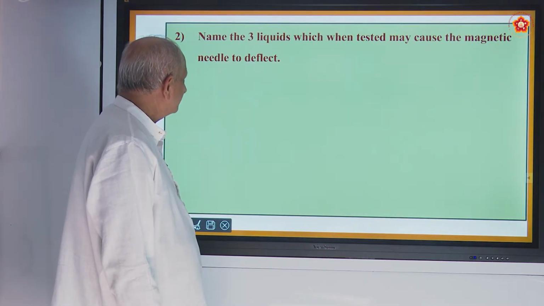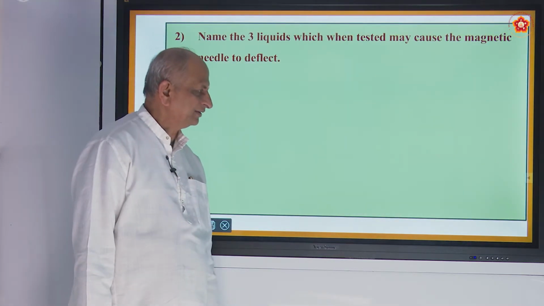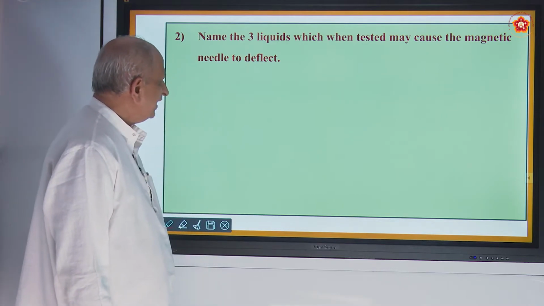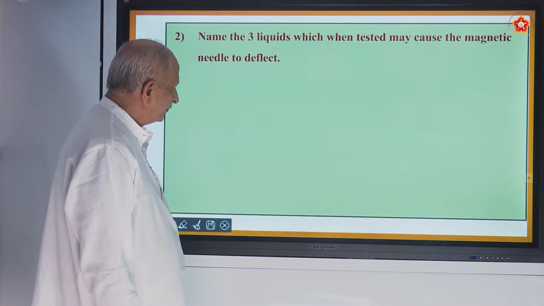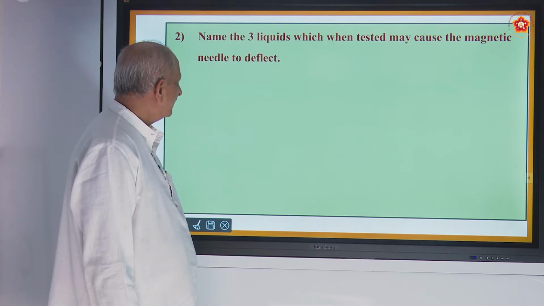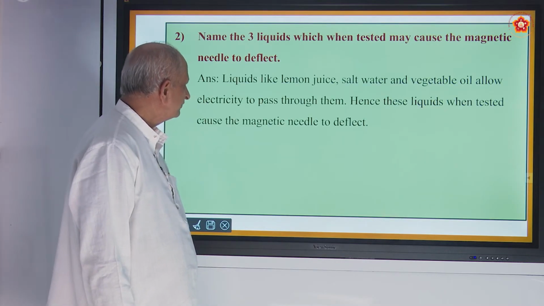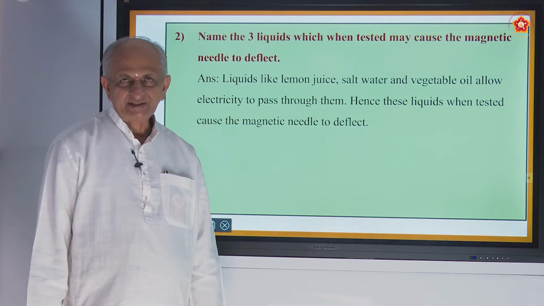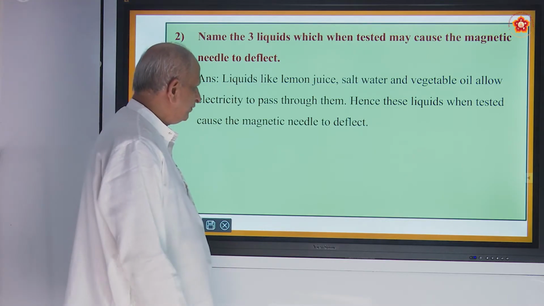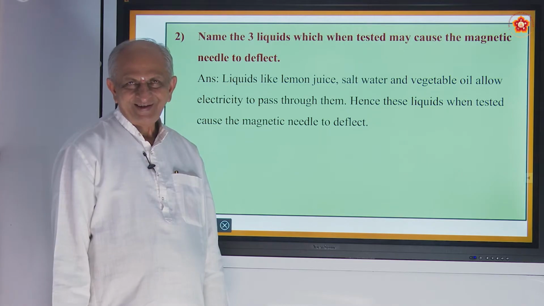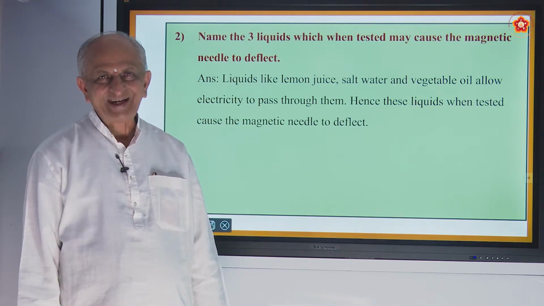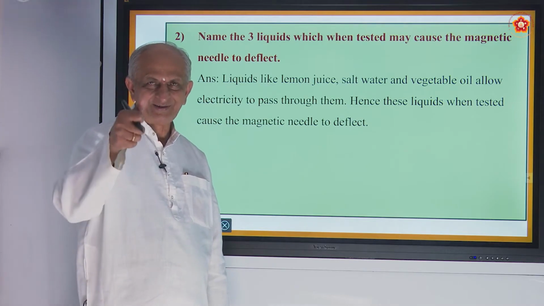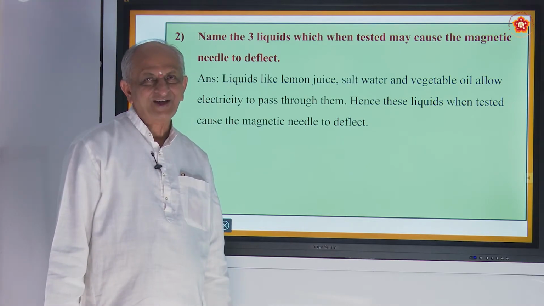And also we have seen next question. Name the three liquids which when tested may cause the magnetic needle to deflect. Examples: lemon juice. Can you name the acid there? Citric acid. How many have drank lemon juice? Almost all of you, right?